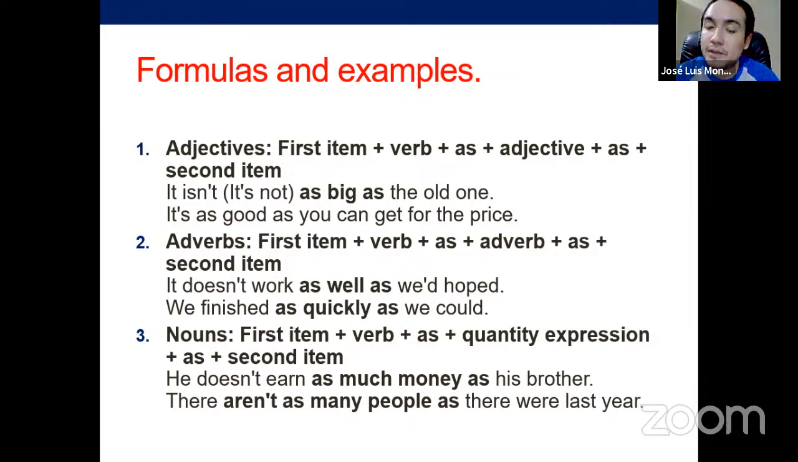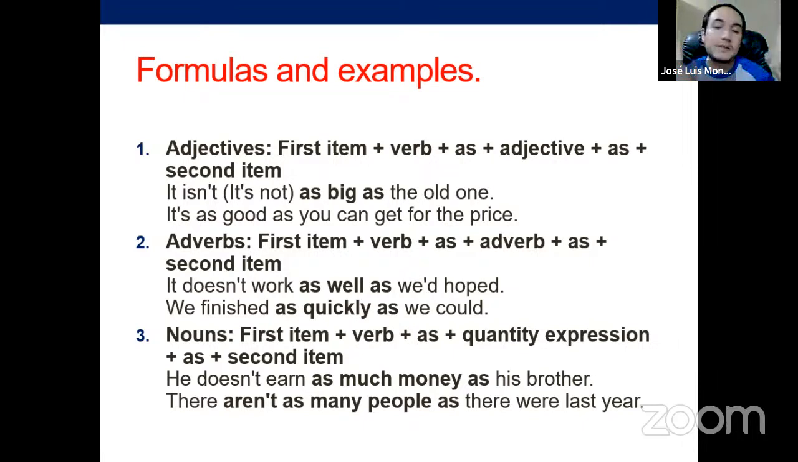Nouns: first item plus verb plus as, plus quantity expression, plus as, plus second item. He doesn't earn as much money as his brother. Doesn't earn, that's a verb that can contain a quantity. In this case, we have much money. We use much because money is uncountable. There aren't as many people as there were last year.